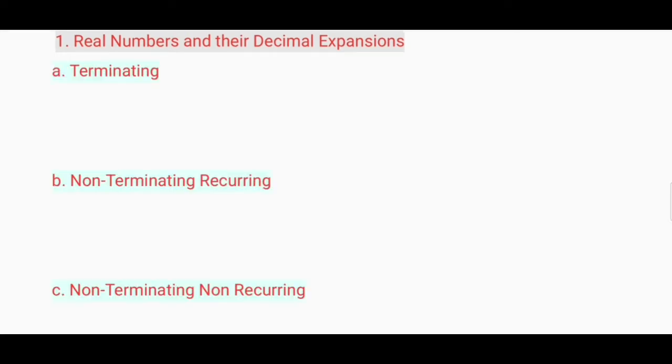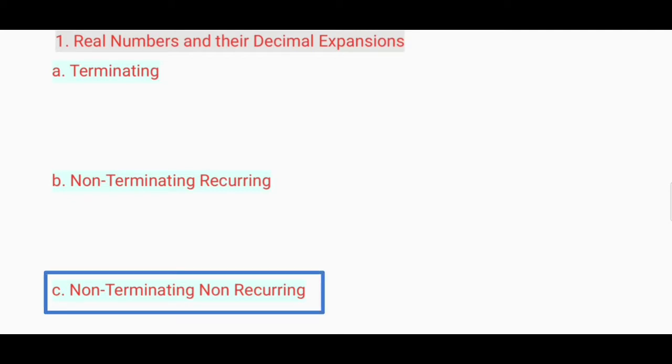Now let's discuss decimal expansions of real numbers, and we will see how we can use these decimal expansions to distinguish between rational numbers and irrational numbers. Okay, we have three types of decimal expansion. First is terminating, second one is non-terminating recurring, and third one is non-terminating non-recurring.